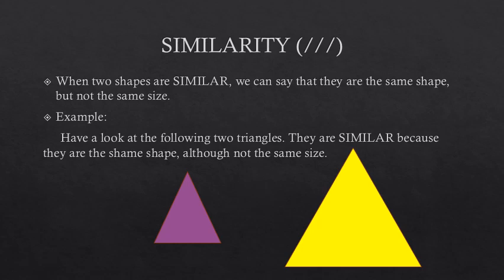Similarity of two triangles: when you say that two shapes are similar, it means that they are the same shape, but they're not the same size. So when you look at these two triangles, you will see that the yellow one and the purple one are the same shape, although the yellow one is much bigger, so they're not the same size, but they are the same shape. That means that they are similar.